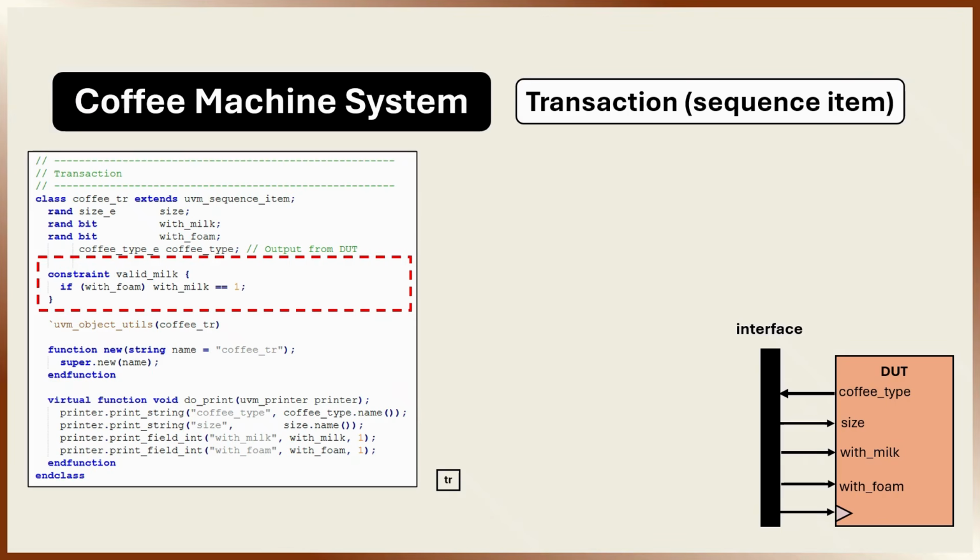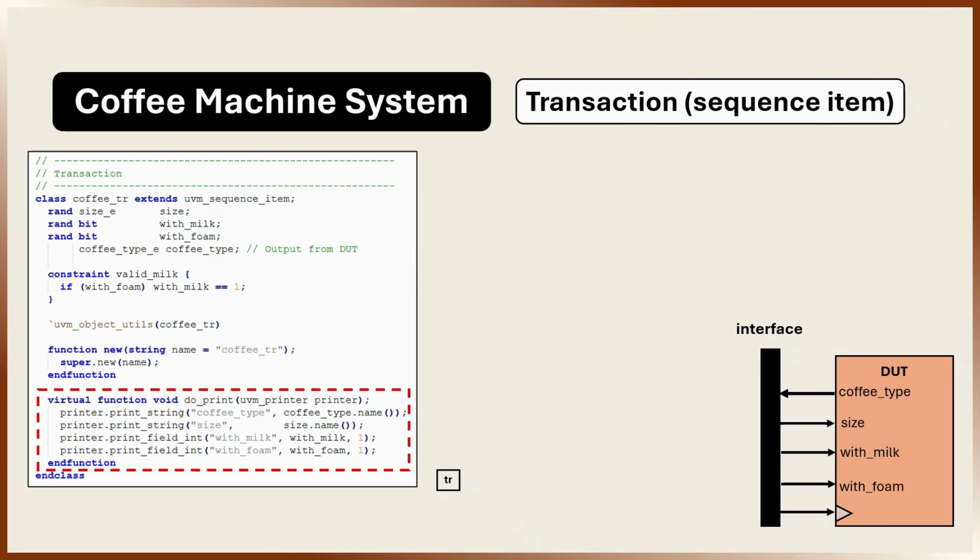Finally, the print function displays the order details whenever the test bench needs to log what was created. This is useful for debugging and understanding what the simulation is doing.